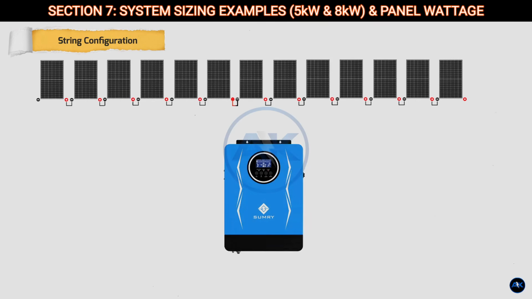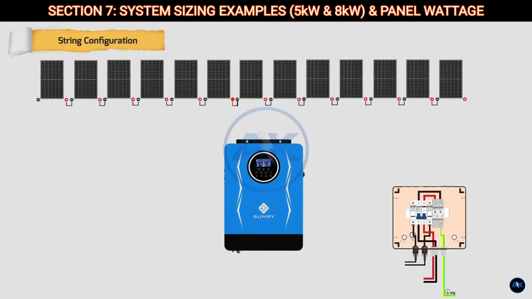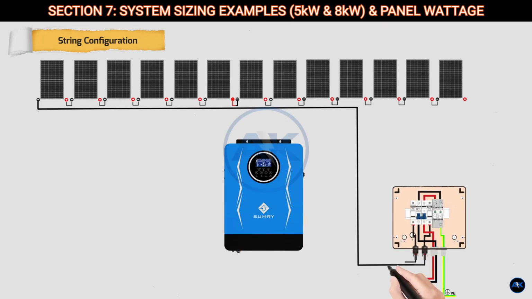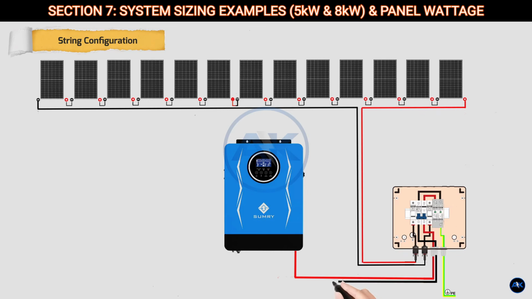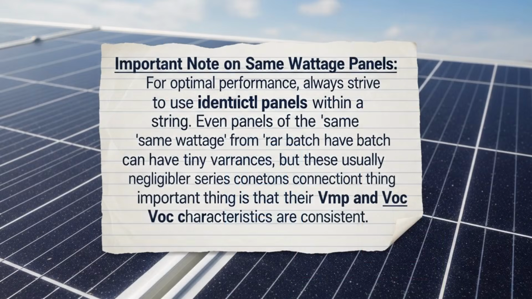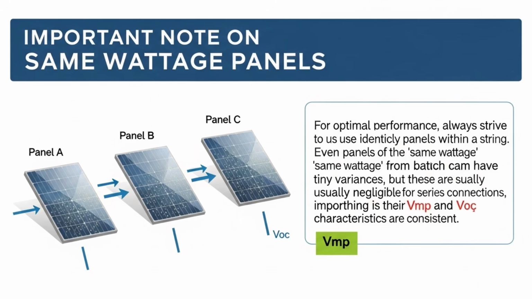Option B: if you only had one MPPT or wanted one larger string, this configuration with 13 panels would exceed our max of 9 panels per string. So a single string of 13 panels isn't an option with this inverter. This highlights why multiple MPPTs are often beneficial. Important note on same wattage panels: for optimal performance, always strive to use identical panels within a string. Even panels of the same wattage from the same batch can have tiny variances, but these are usually negligible for series connections. The important thing is that their VMP and VOC characteristics are consistent.